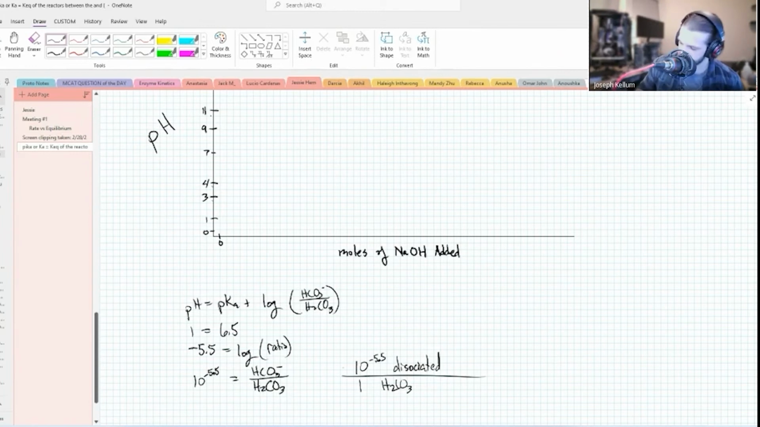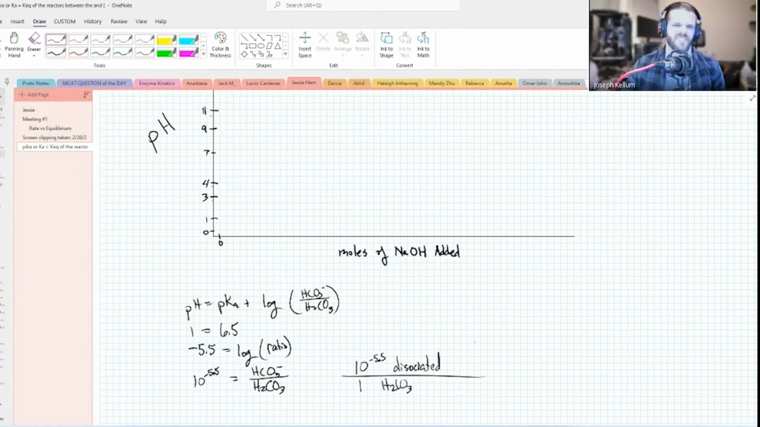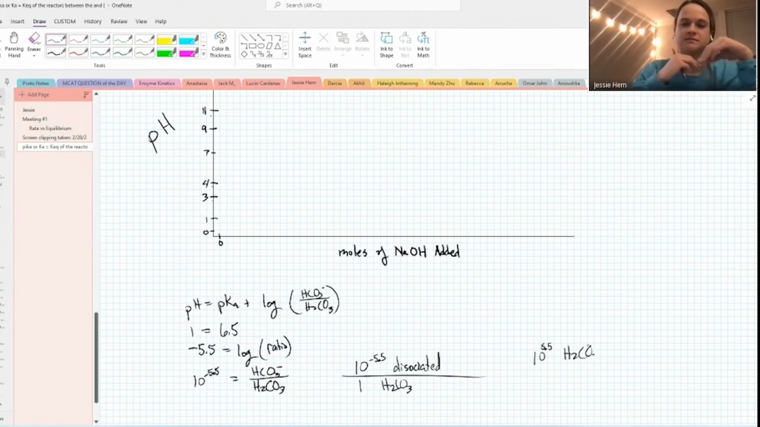Because this is 10 to the negative 5.5, you could also flip this ratio. 10 to the positive 5.5 is something like 500,000, or 700,000, I guess. So it's 1 over that. If I flip this ratio, then we've got 10 to the positive 5.5 H2CO3 for every 1 HCO3 minus.